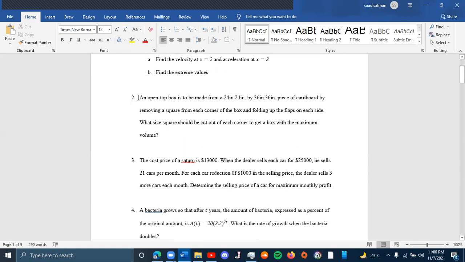Moving on to question number 2. An open top box is to be made from a 24 inches multiplied by 36 inches piece of cardboard by removing a square from each corner of the box and folding up the flaps on each side. What size square should be cut out of each corner to get a box with the maximum volume?